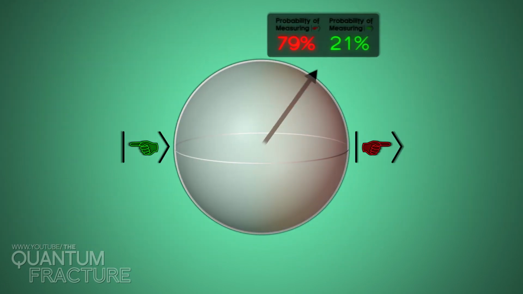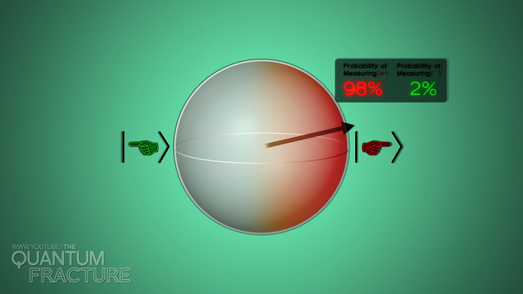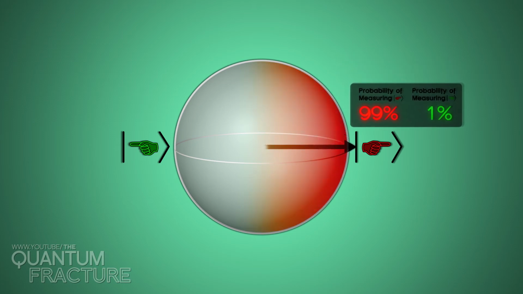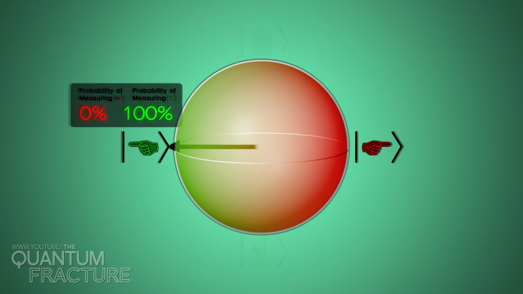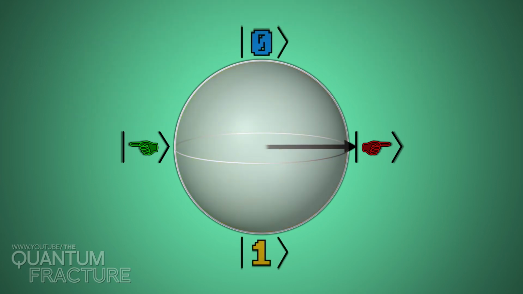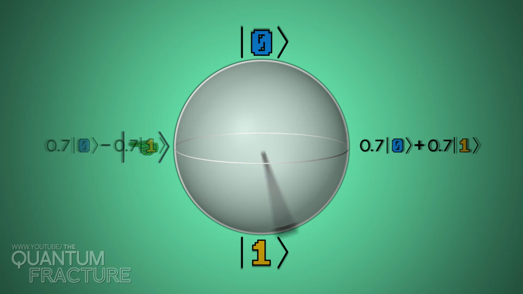The more the arrow points right, the more probable it will be that you will observe the qubit there when measuring it. And vice versa for an arrow pointing left. In terms of 0 and 1, the right state corresponds to the equitable addition of 0 and 1, and the left state to the equitable subtraction of 0 and 1.